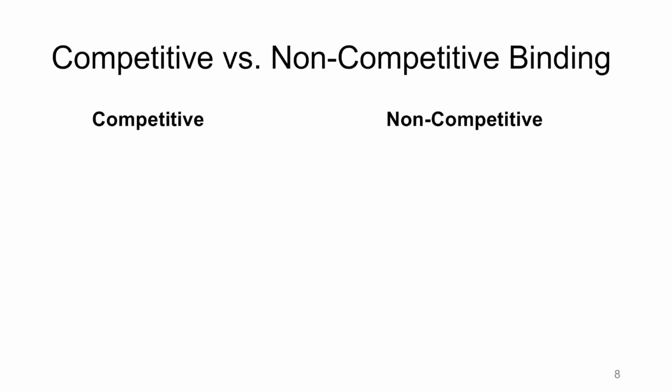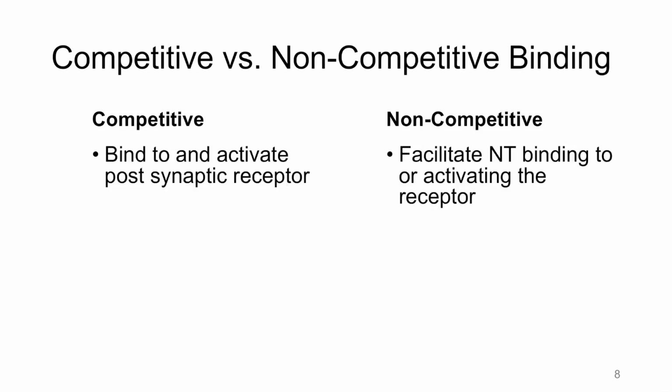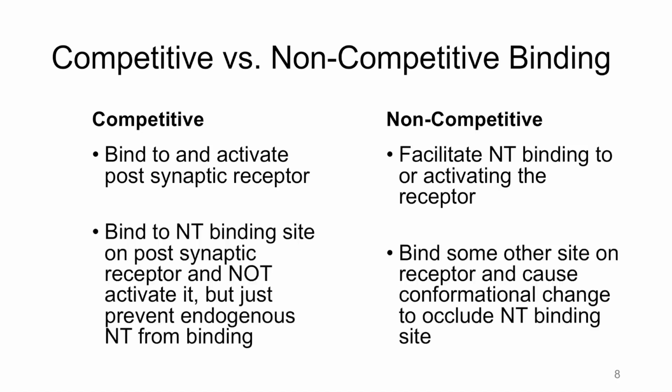We can further categorize drugs as competitive or non-competitive by where they bind on the receptor. A competitive agonist would bind to and activate the postsynaptic receptor, while a non-competitive agonist would facilitate neurotransmitter binding to or activating the receptor via some other site. A competitive antagonist would bind to the same site on the receptor that the neurotransmitter would normally bind to.